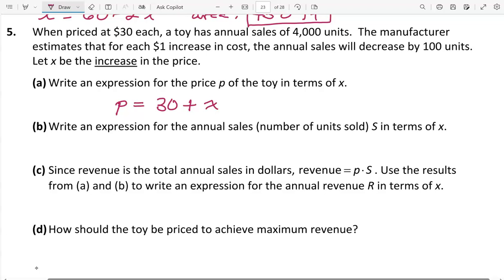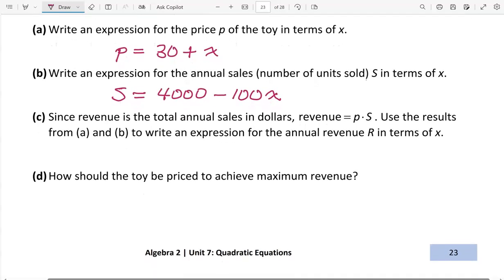And now we're going to write an expression for the annual sales, or the number of units that are sold. So the original amount of toys that are sold is 4,000. And for each $1 increase in cost, they are going to decrease the annual sales by 100, so 100 times x. In other words, if we increase the price by $1, we're going to decrease the sales by 100. If we increase by 2, then we decrease the sales by 200.